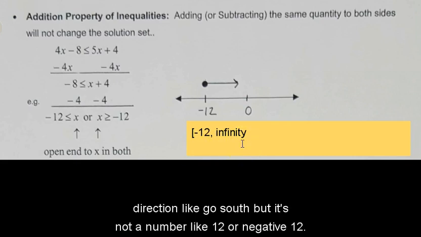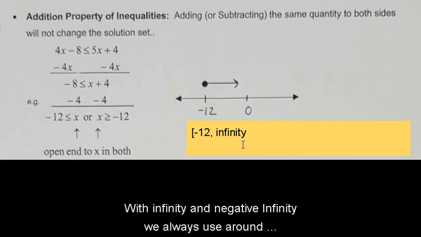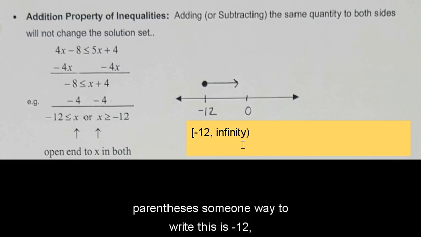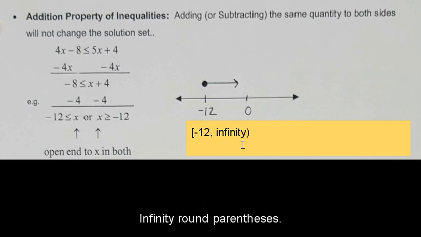Infinity is a direction, like go south, but it's not a number like 12 or negative 12. With infinity and negative infinity, we always use a round parenthesis. So one way to write this is negative 12, comma, infinity, round parenthesis.